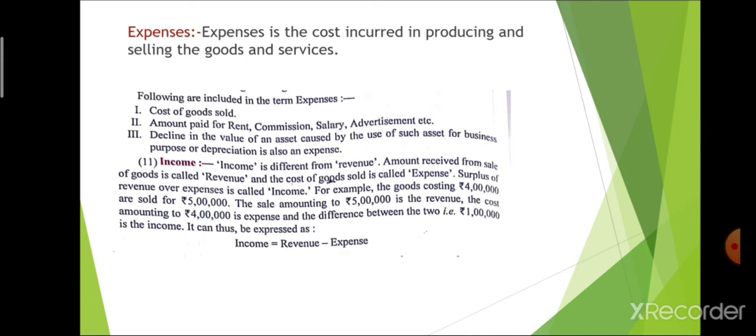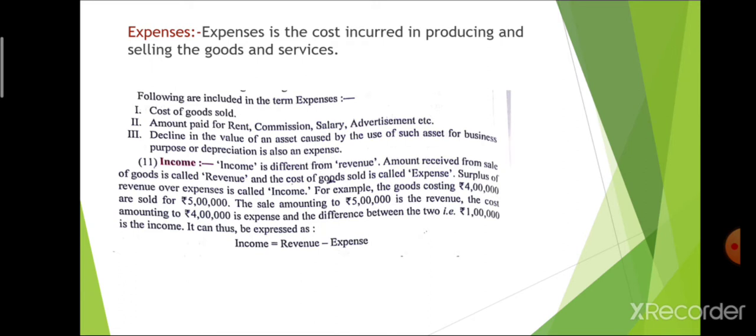For example, suppose we are manufacturing a pen. Our cost price of manufacturing the pen is rupees 10. Then we sold the pen at rupees 15. So the cost price is considered as expense and the selling price is considered as revenue, and the difference between cost price and selling price is considered as income.